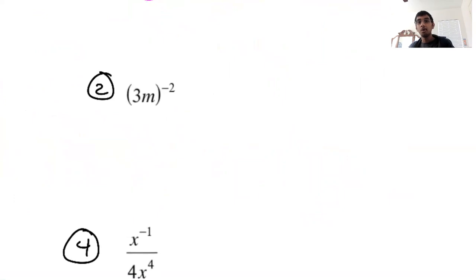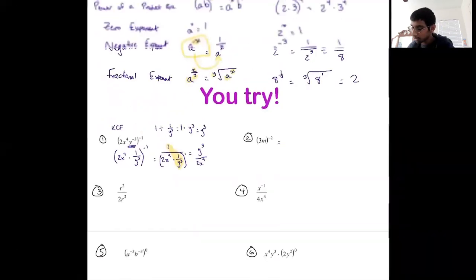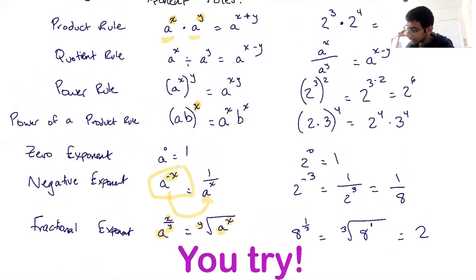Now, number two is a bit more straightforward, so let's see if we can get this one right. We have 3m in parentheses to the negative second power. So how do we get this one done? There's nothing we can really do on the inside here, so let's go to the outside. The outside has a power of -2. When we have a negative power, that tells us we can put everything on the bottom of a fraction and flip the sign on the exponent. That was one of our rules, the negative exponent rule.